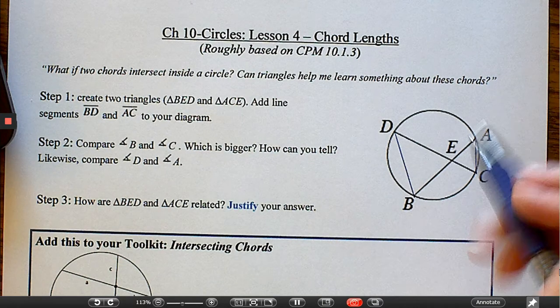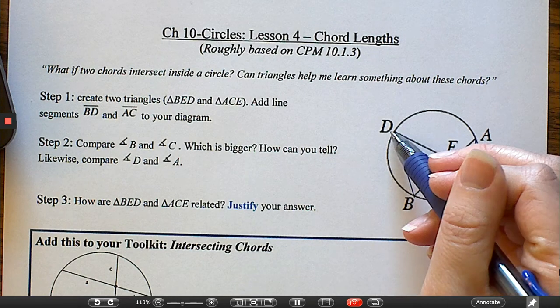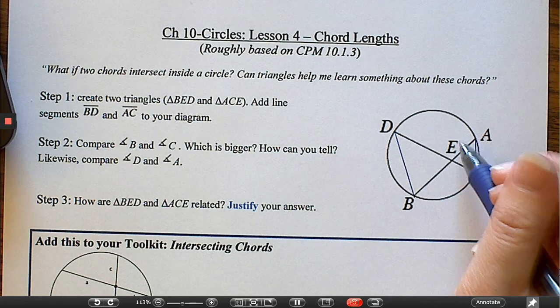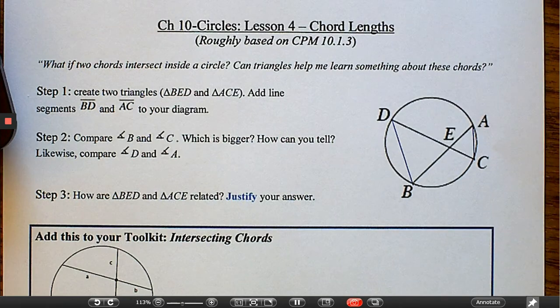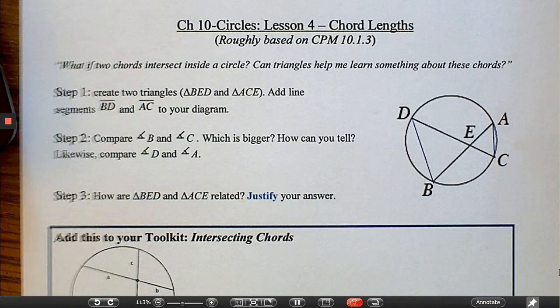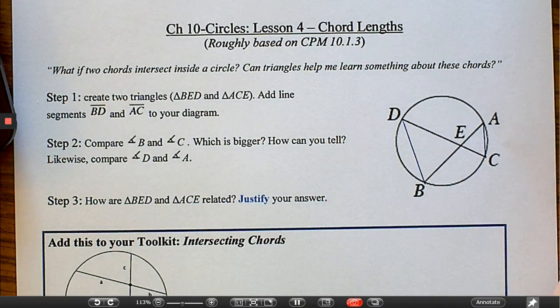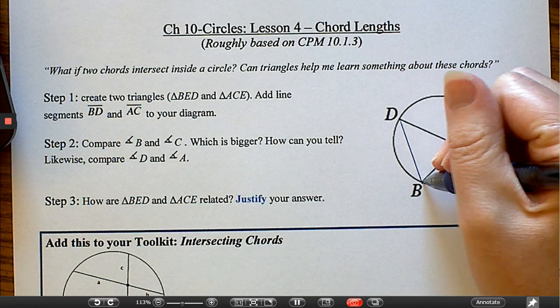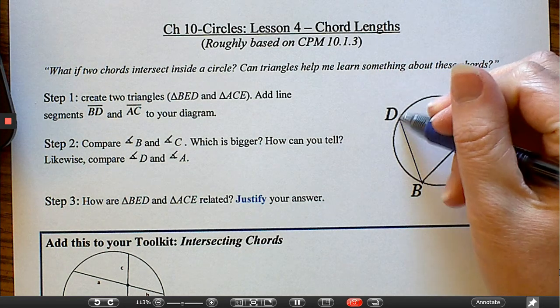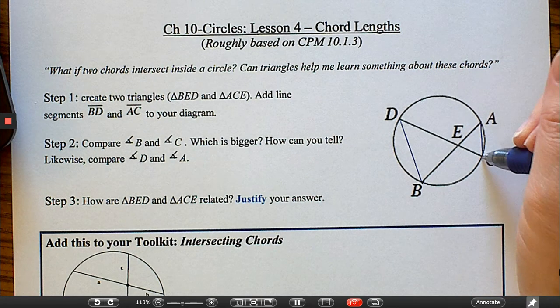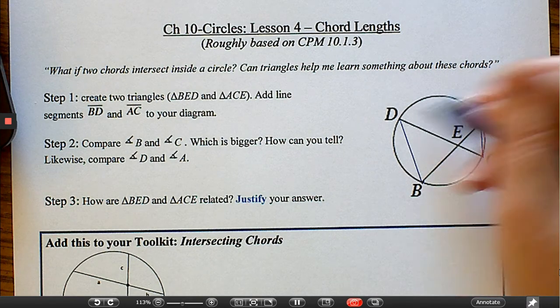I could have gone this way and done A to D and also C to B and have two triangles that way. It would have worked the same way. So the next thing we want to do is compare angles B and C. We want to know which one is bigger. Well, it's kind of hard to tell because it's not given to us how big they are. However, B and C are both inscribed angles. So let's look at the arcs that they intercept. Angle B intercepts arc DA, and angle C intercepts arc AD.